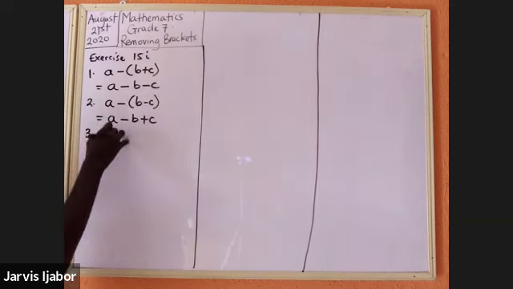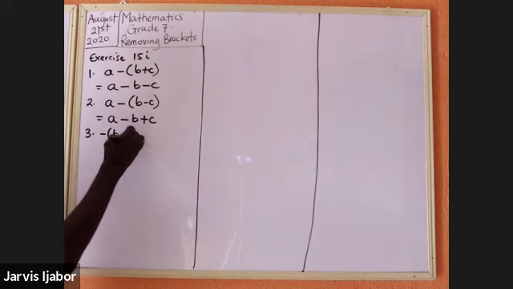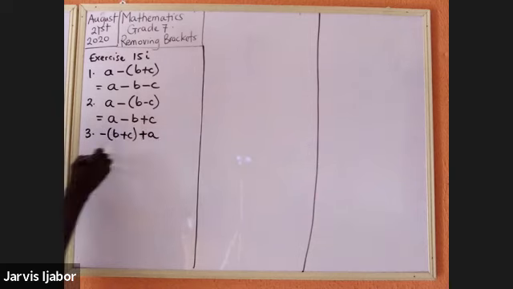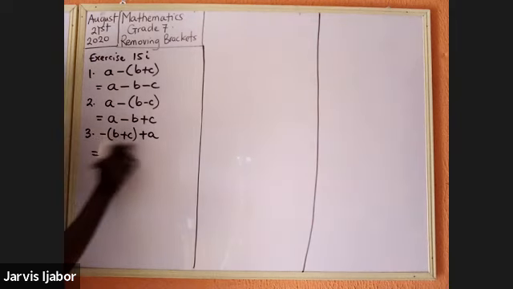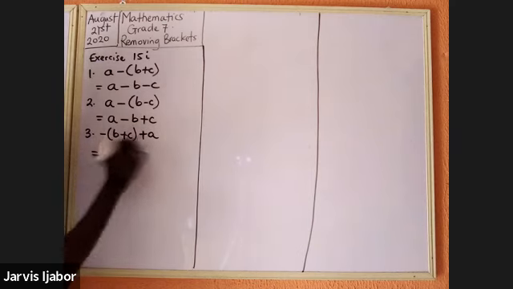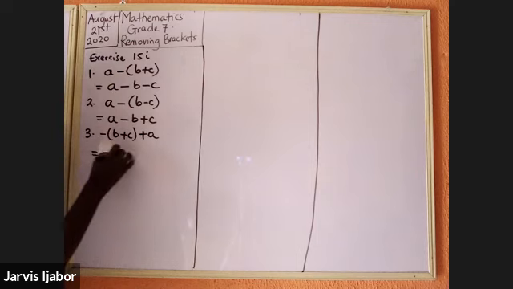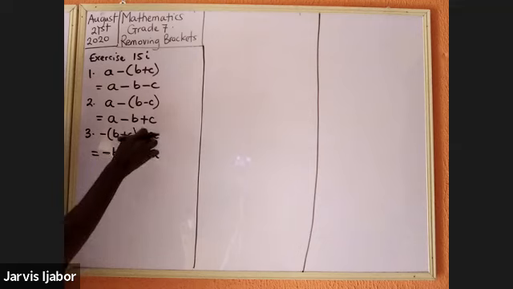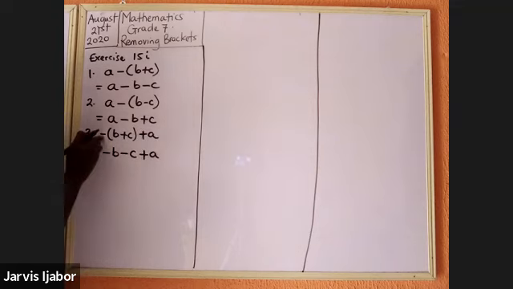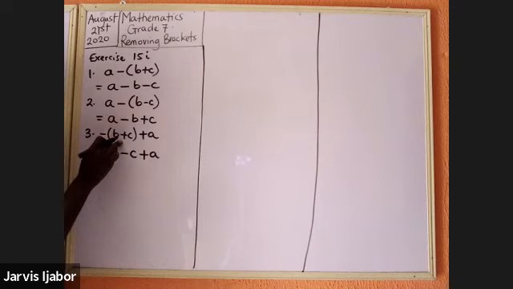Now, negative B plus C plus A. Now, watch carefully. The negative is only affecting these two. Look at the bracket. Please, let's watch. This is where the explanations will come in. Let's have our cameras on. So this will now be negative B minus C plus what? A. The negative does not affect this. The negative is only affecting the brackets. I hope that is clear. Good.